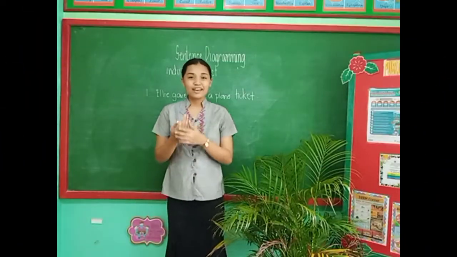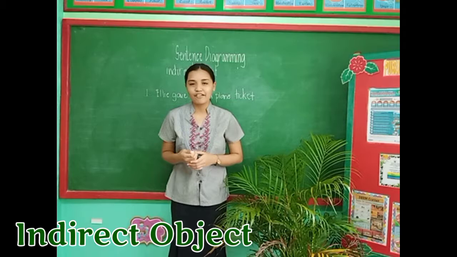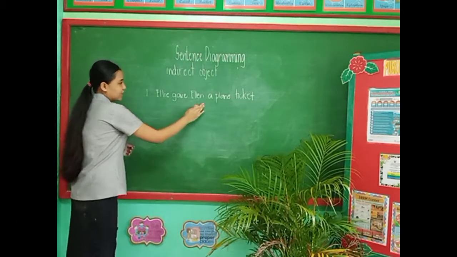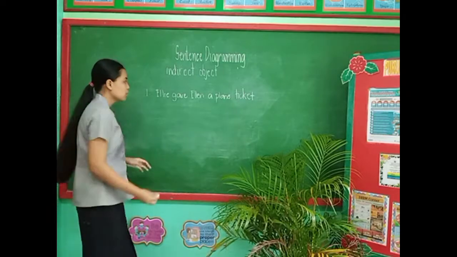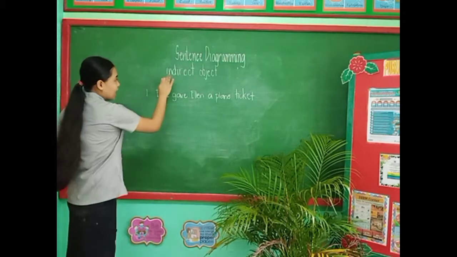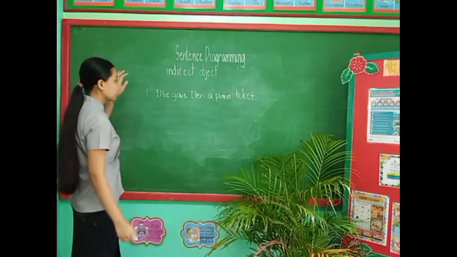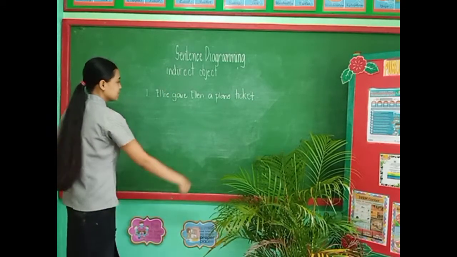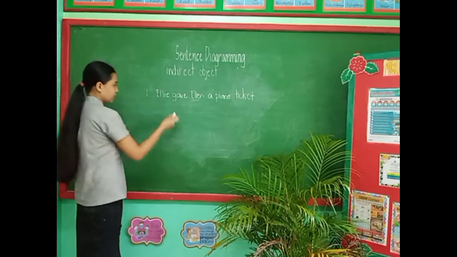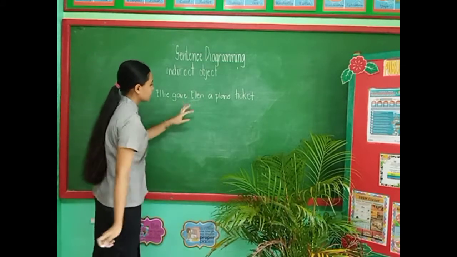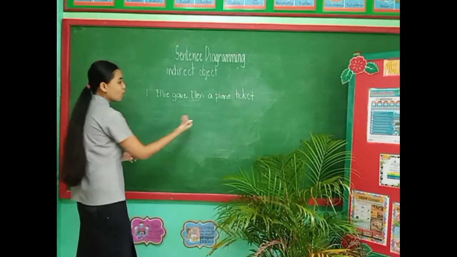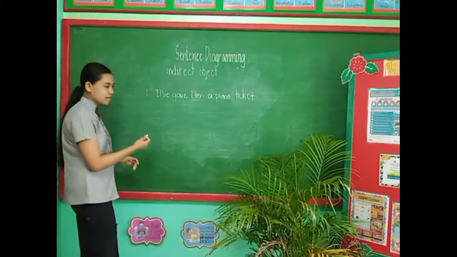And now let us diagram a sentence that has an indirect object. For example, Ellie gave Ellen a plane ticket. In this sentence, we have an indirect object. The indirect object in this sentence is Ellen. So the subject is Ellie, then the verb, the indirect object, and the direct object. How are we going to diagram this kind of sentence?